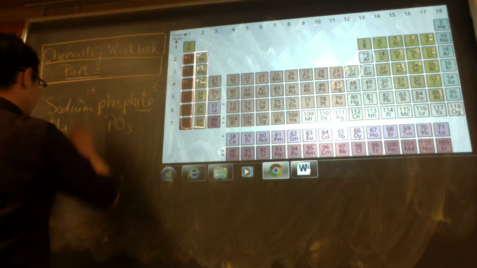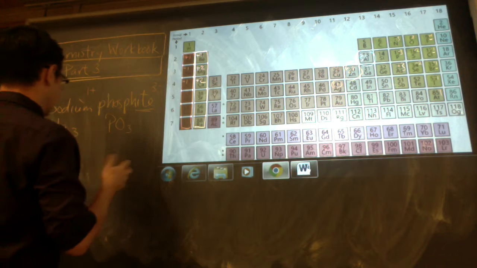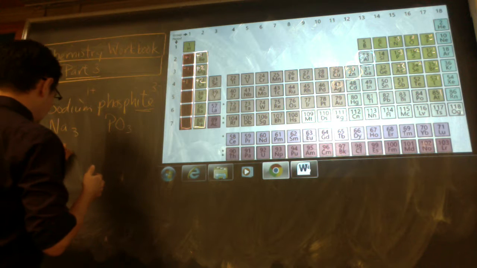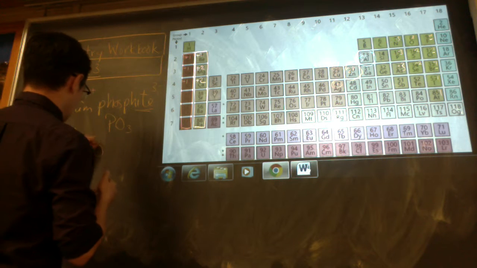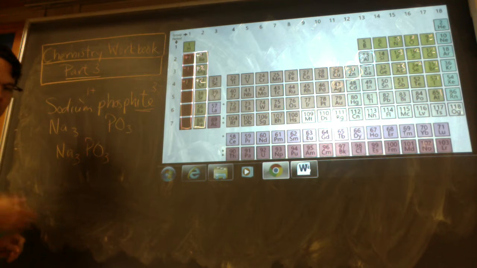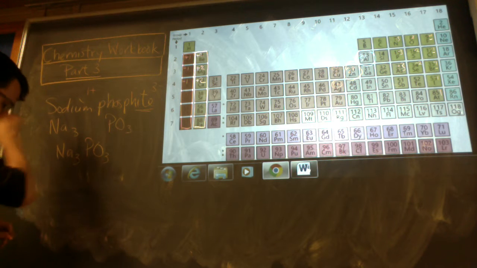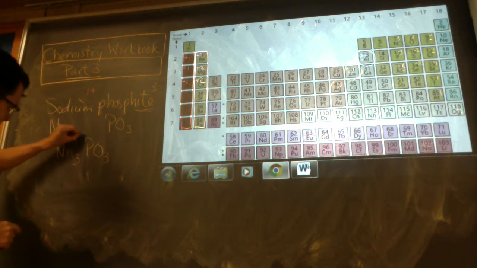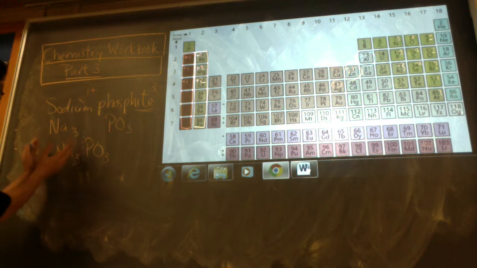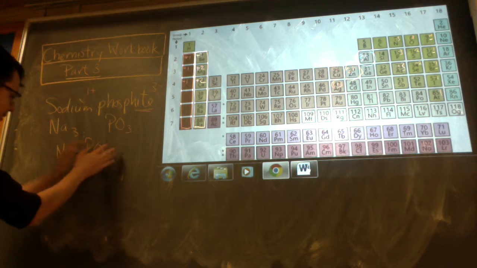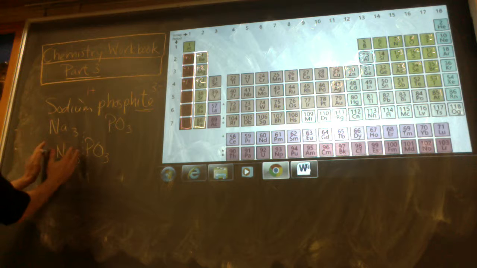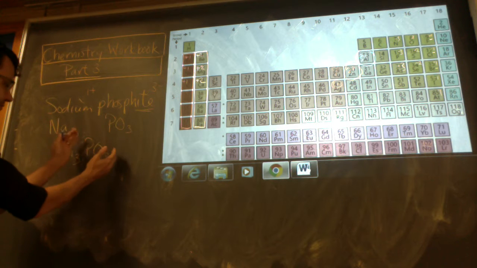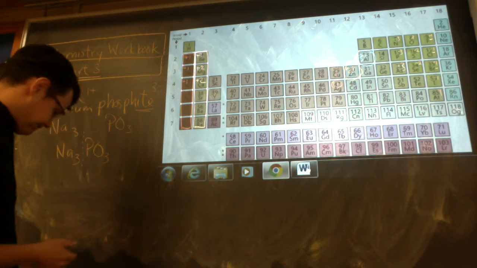You put the 3 over here. You put the 1 over here. So Na3PO3 is sodium phosphite. The dividing line between the two of them, between the plus part and the minus part, is right here. Sodium, 3 of them. Phosphite, 1 of them.